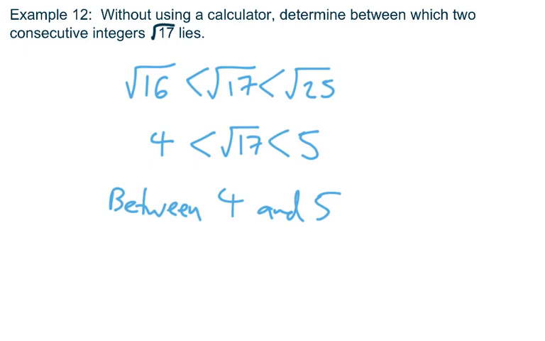That means that even if you don't have a calculator handy, you can at least get an idea of about where an irrational principal square root lies. In fact, if you think about the fact that 17 is much closer to 16 than it is to 25, that tells me that the square root of 17 is probably much closer to 4 than it is to 5.